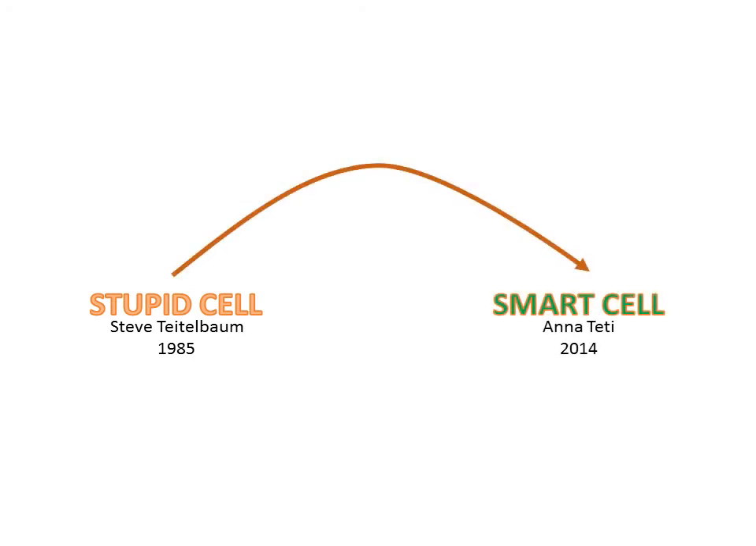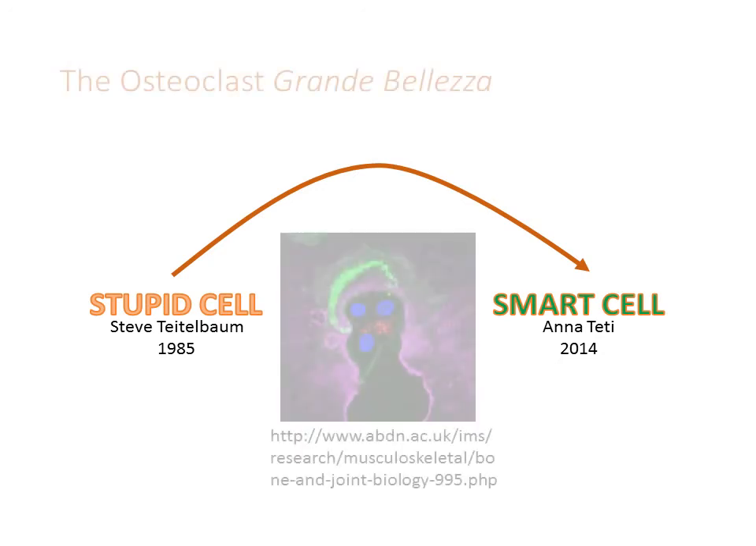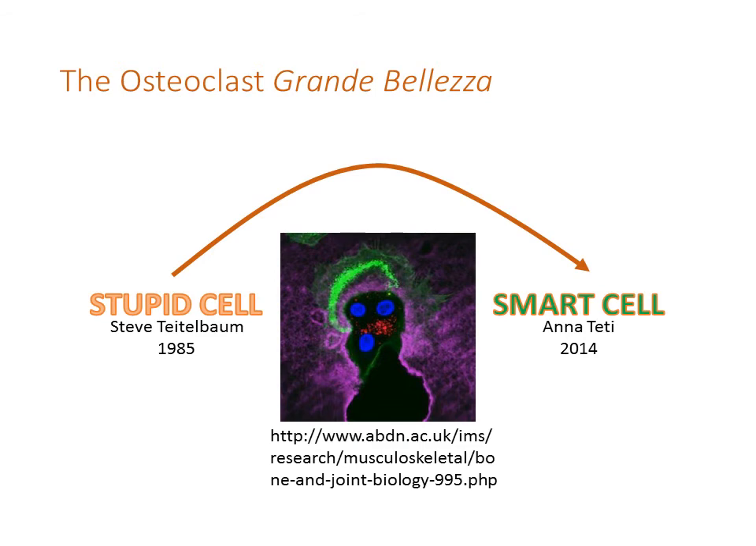Leading to the conclusion that osteoclasts are no longer stupid cells that just destroy the bone. This definition is by Steve Teitelbaum in 1985, but they became smart cells with a number of other roles, and this is my definition in 2014, underscoring the great beauty of being an osteoclast.